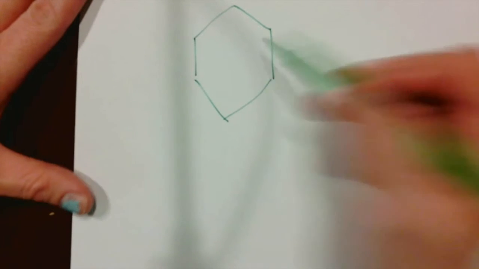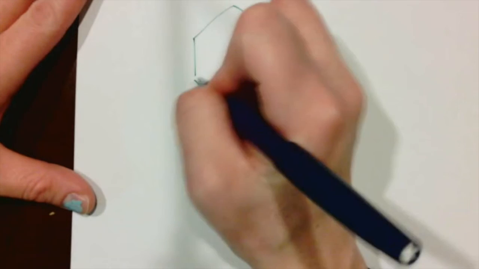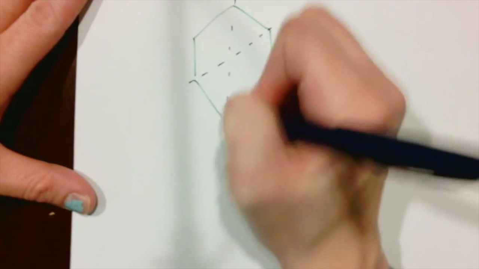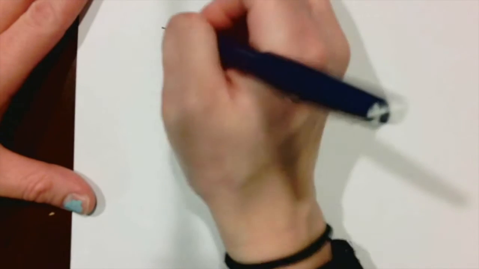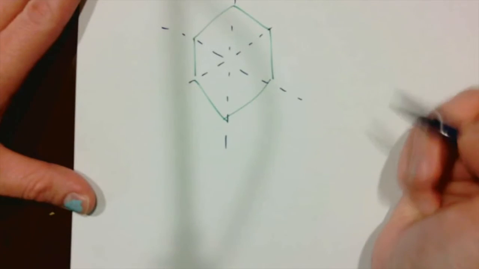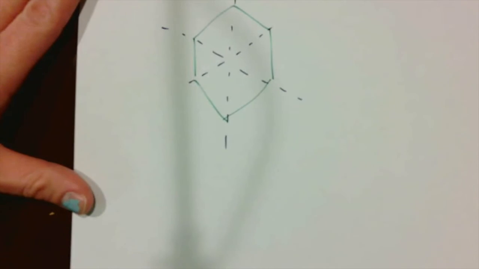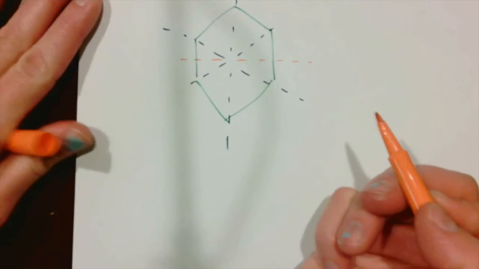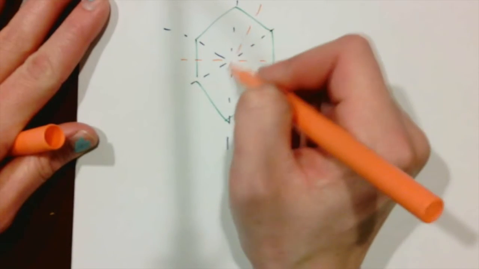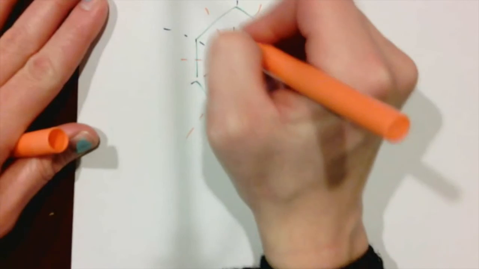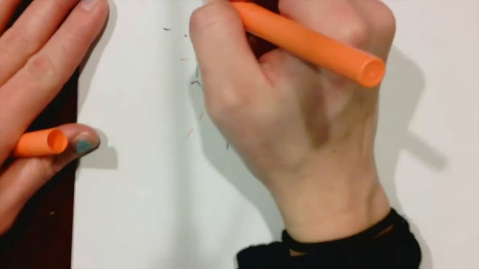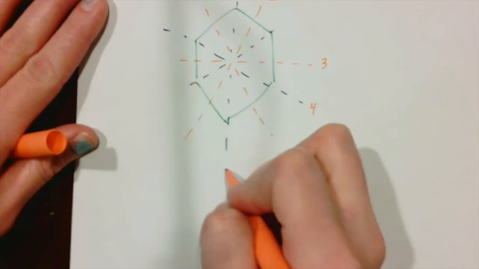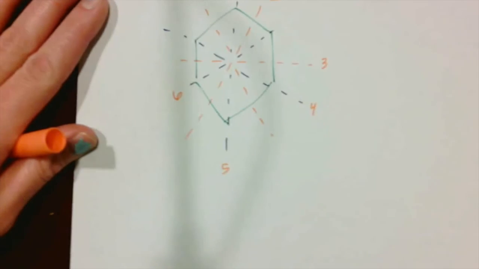So if I were to fold it in half right here, that would work. I could fold it in half here. I could fold it in half right here. I could also fold it in half through the sides rather than going through the corners. And here through the sides, and here through the sides. So that gave me 1, 2, 3, 4, 5, 6 different axes of symmetry.